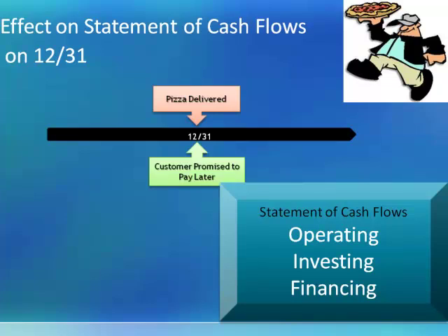The pizza is delivered. The customer promised to pay later. You'll notice that we're not receiving cash on 12/31. If no cash is received, the statement of cash flows is not affected. So we do not have a change in the statement of cash flows for this transaction on 12/31.